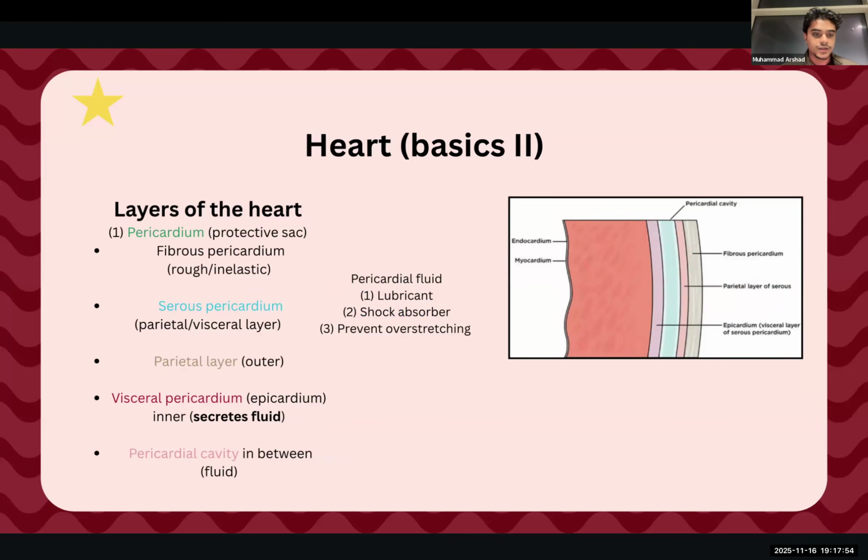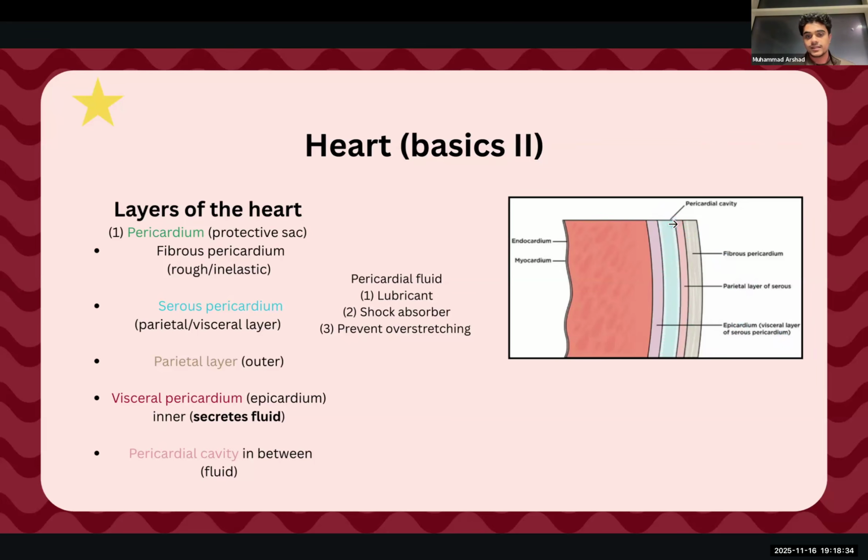So now let's talk about the different layers of the heart. Starting with the outermost layer, you have the pericardium, which is basically just the protective sac around the heart. Now, the pericardium has a couple of different divisions. First of all, you have the fibrous pericardium, and this is just a rough, inelastic protective layer. Then you have the serous pericardium, which is split into 2 layers. You have the parietal layer, which is more outwards, and you have the visceral layer of the pericardium, which is also known as the epicardium. And in between the 2 of them, you have the pericardial cavity.